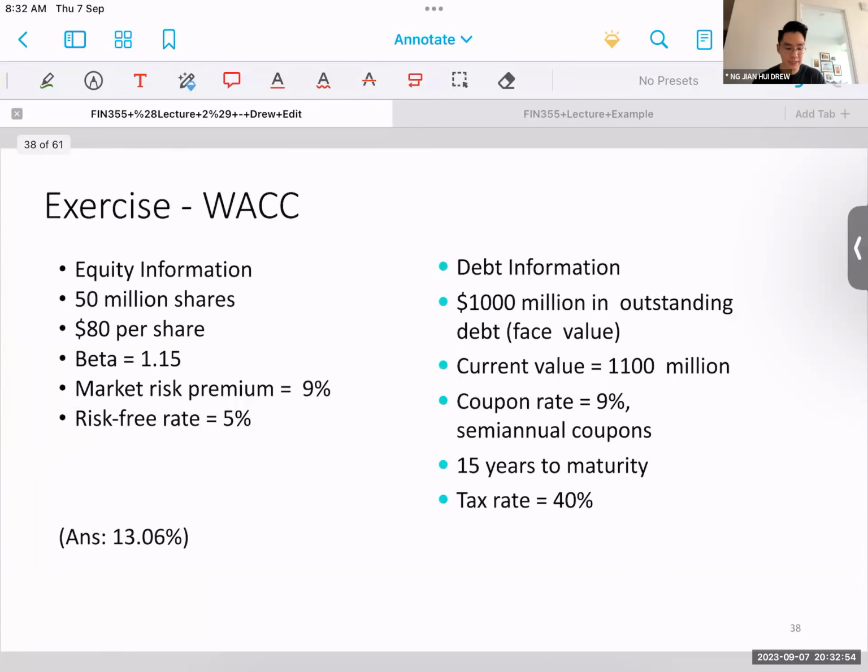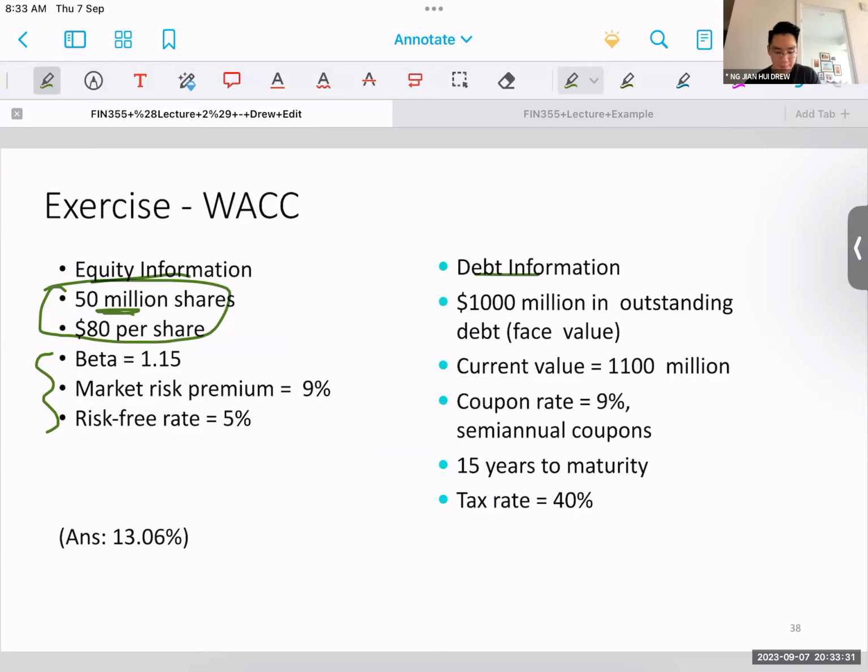Okay, let me just go through this exercise. This is a little tougher, but it's still not so tough. And again, I want to repeat that you will not be asked this kind of question to calculate like this. This is just to illustrate. So you have the equity information and debt information. What's important I want to highlight here is they give you the number of shares. So this is not the market value of the share, this is the number of shares, so you need to multiply it by the $80 per share. This one we can use market cap, so no problem.